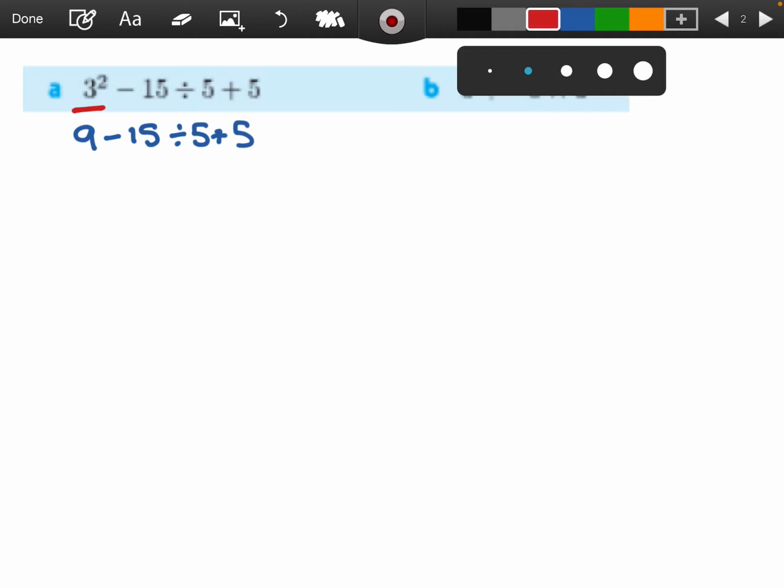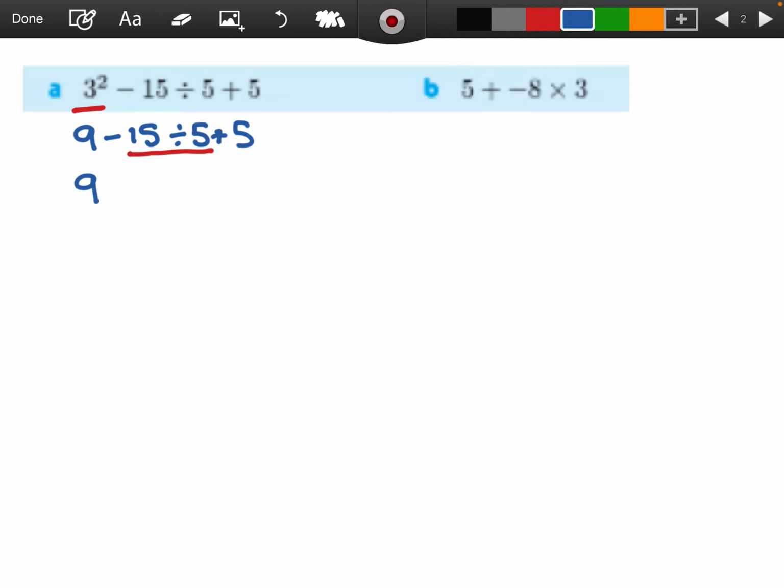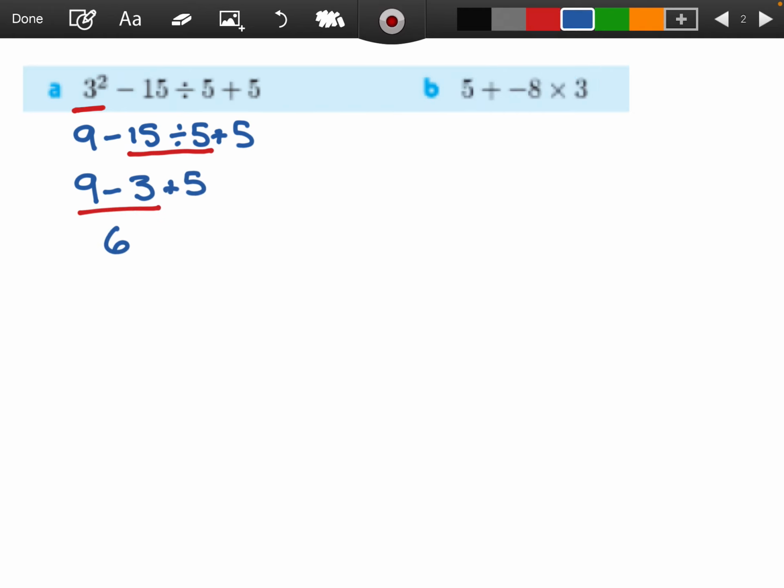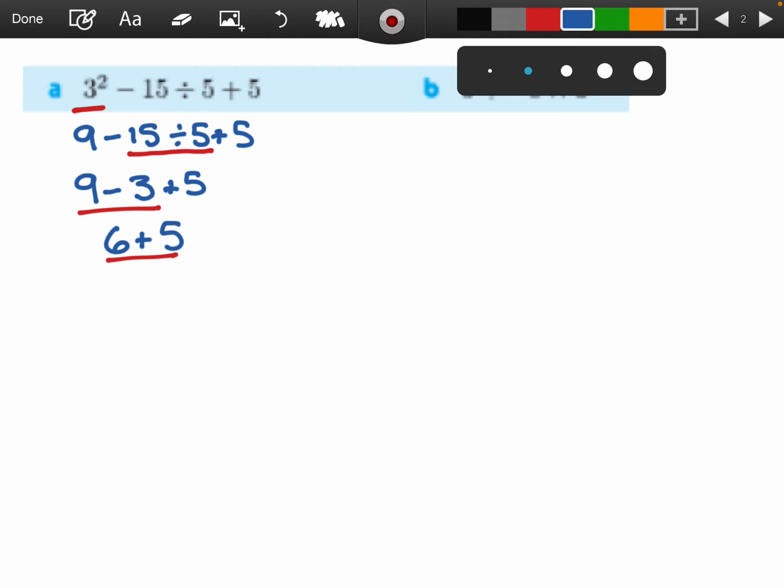Then we're going to move to the next step. We've covered brackets, we've done exponents, now we're doing divisions and multiplications as we get to them. There is only one, so that is what we will complete next. My 9 stays, my minus stays, 15 divided by 5 gives me 3 plus 5. Now all we have left is an addition and a subtraction, so we do them as we get to them. We start with 9 minus 3, giving us 6, keep everything else about the question, and then the last step is to do the 6 plus 5 to give us 11.